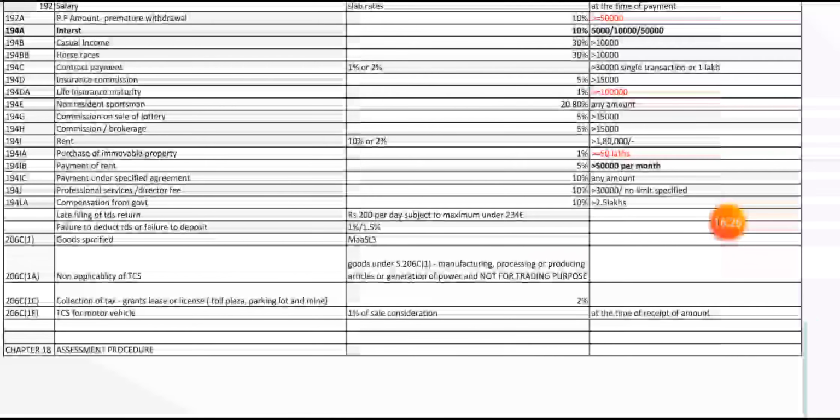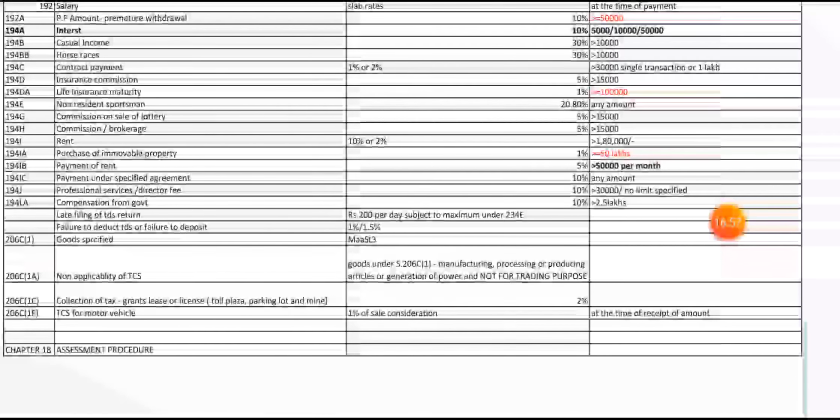Now, non-applicability of TCS. All the goods specified above, which are used in manufacturing, processing or producing articles or generation of power and not for trading purpose, in that case TCS is not applicable on them. In case of toll plaza, parking lot and mine, the TCS percentage is 2%. And for motor vehicle, it is about 1% of sales consideration, which is to be collected at the time of receipt of amount. Only this is there in TCS.